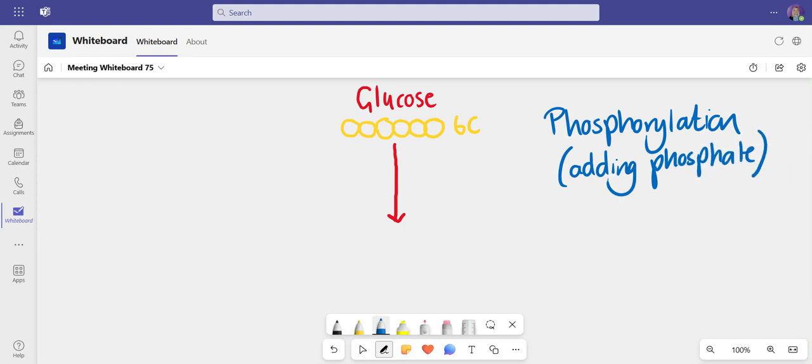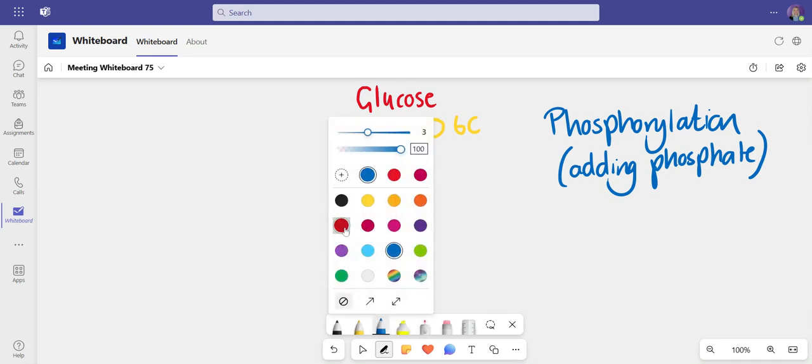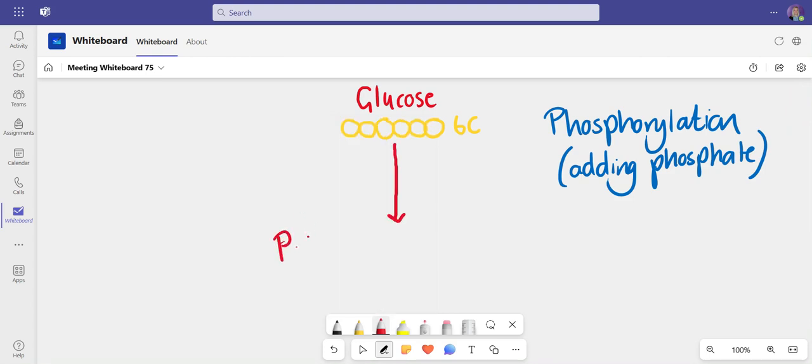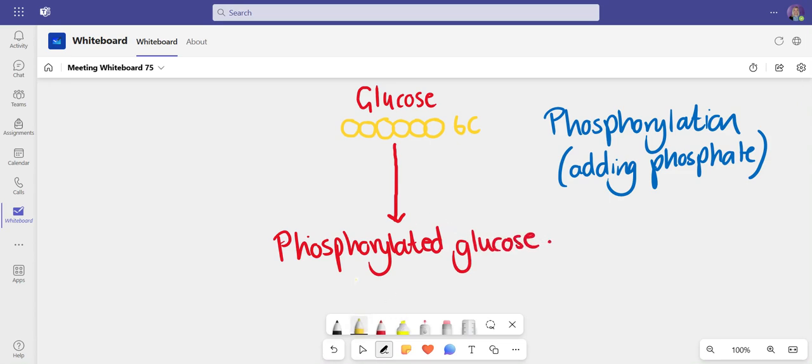Phosphorylation means adding a phosphate group to something. So what we end up with after phosphorylation of glucose is a molecule called phosphorylated glucose. Rather than just glucose, we've then got phosphorylated glucose. Now that phosphate has to come from somewhere. So we draw it as our 6 carbon molecule still, with the little phosphates attached.